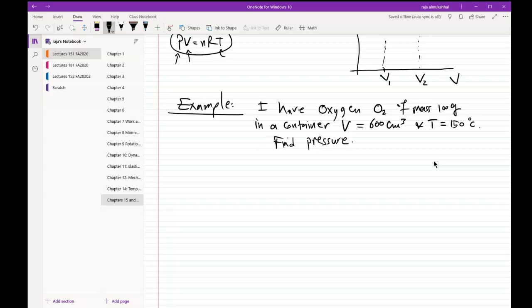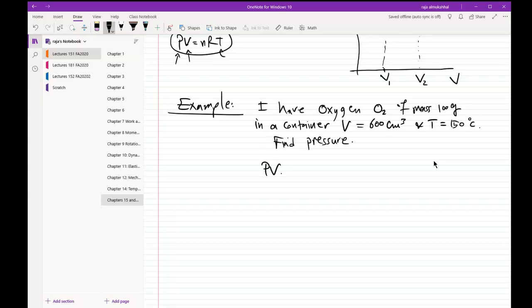In other words, if I have oxygen gas of 100 grams, just the same as the sample that we dealt with a minute ago, and it is contained within 600 centimeter cubed of volume, and I am preparing it to be at a certain temperature, 150 degrees Celsius. Don't forget to convert it to Kelvin. What is the corresponding pressure? Well, it doesn't sound difficult, does it? You can just use PV equals nRT.